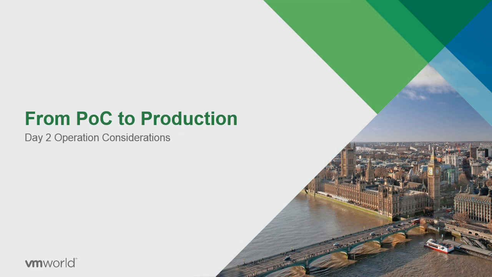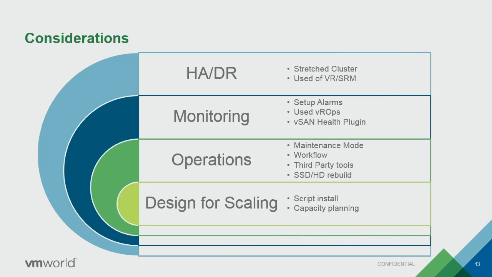Thank you, Cormac. So the last section is from POC to production. Like Cormac said, the POC guide is great, but the troubleshooting one is even better. The other consideration when you go to production is design for scaling, right? Today you have maybe 3, the next day you have maybe 5, and then maybe you have 2 or 3 data centers with all virtual SAN. So you have to make sure how you want to deploy your ESX deployment. If you want to have a script installed, also plan for capacity planning.